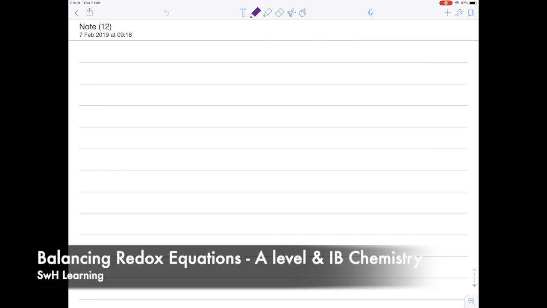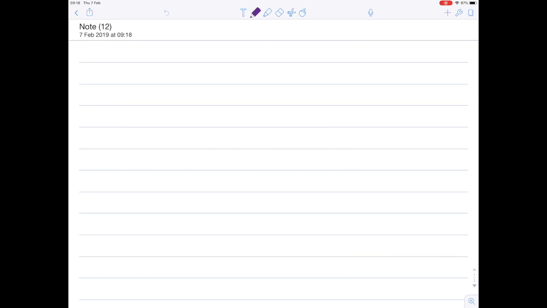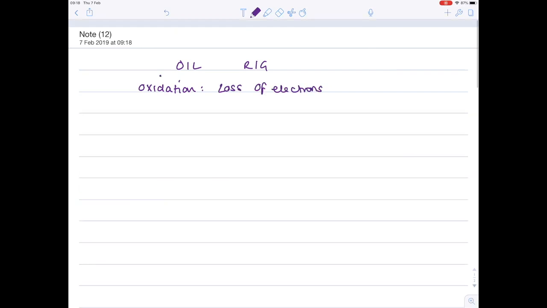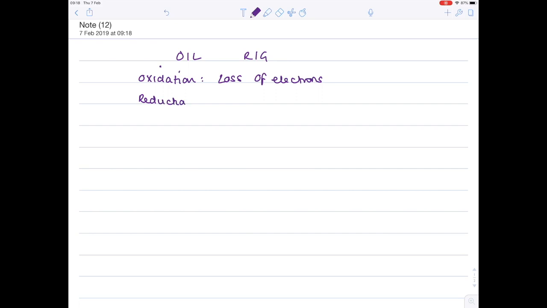When we're looking at oxidation states, it all relies on us understanding what oxidation and reduction are. So remember, OIL RIG will help you with this. Oxidation is the loss of electrons, whereas reduction is the gain of electrons, and that is key.